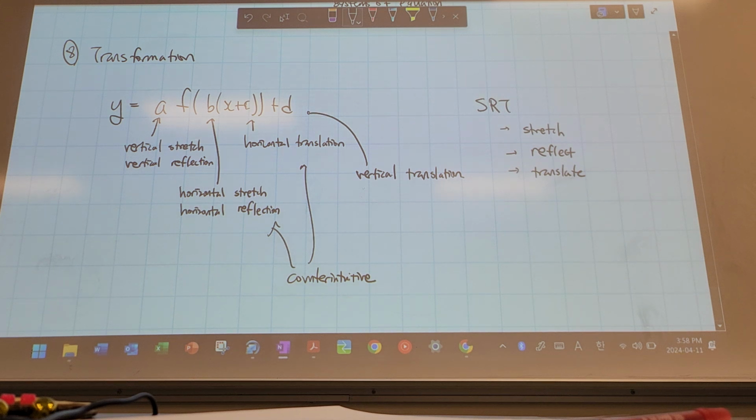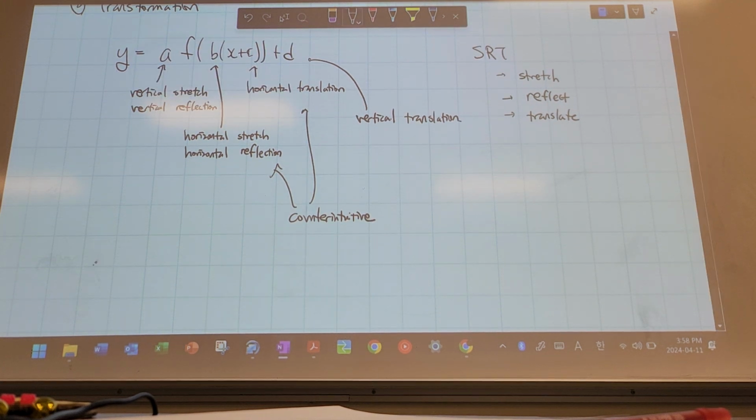Sometimes you'll see, especially the horizontal part, it'll be messy with the fractions and with the brackets and stuff, right? So for example, if you have y equals 2 f of 3x plus 3 minus 1, let's say. It deliberately tries to trick you here, right? What I suggest, translating is moving.